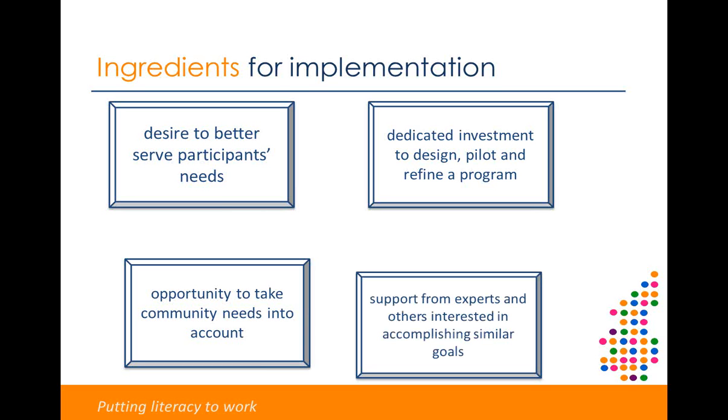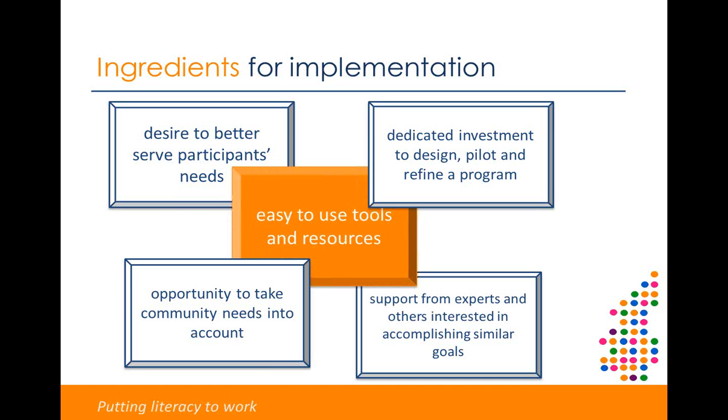Another key ingredient was support from experts and others who are interested in accomplishing similar goals. I mentioned before how valuable it was to our partners to have other agencies or other people in different communities to talk to and to share ideas with as they were setting up and delivering a Workforce Essential Skills program. And of course, the key ingredient for implementation is easy-to-use tools and resources. And PTP was in a position to share their tools with the partner side. So that was already in place and a key part of the project.